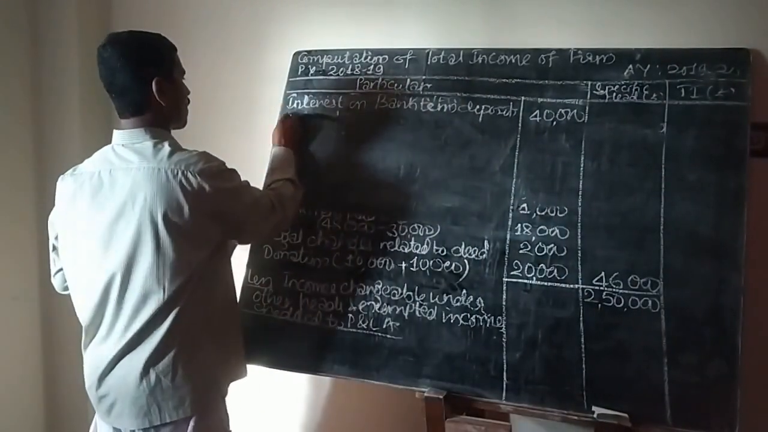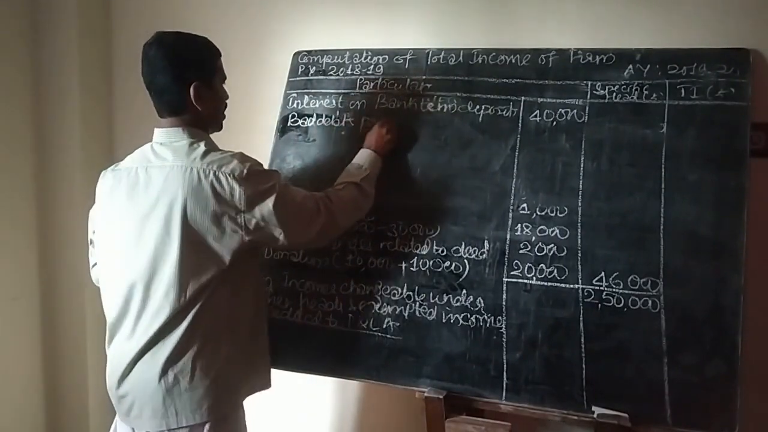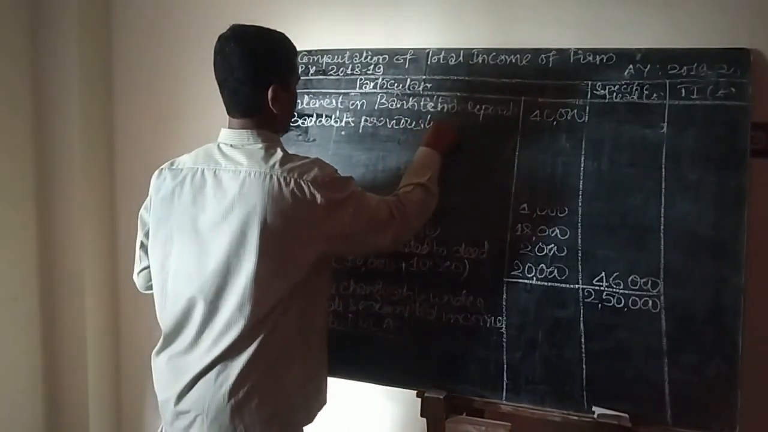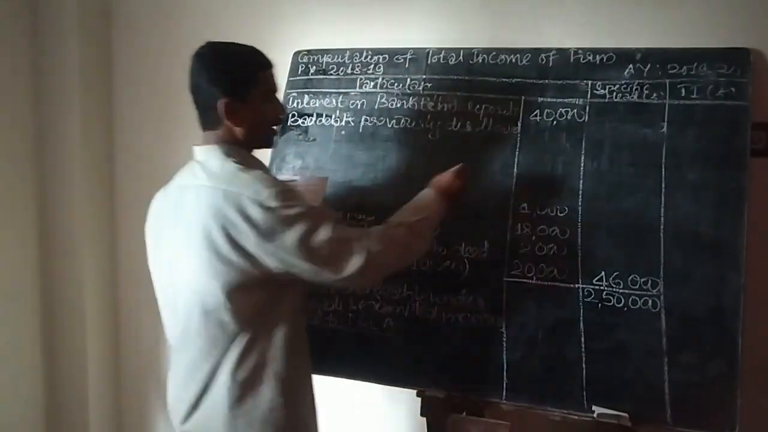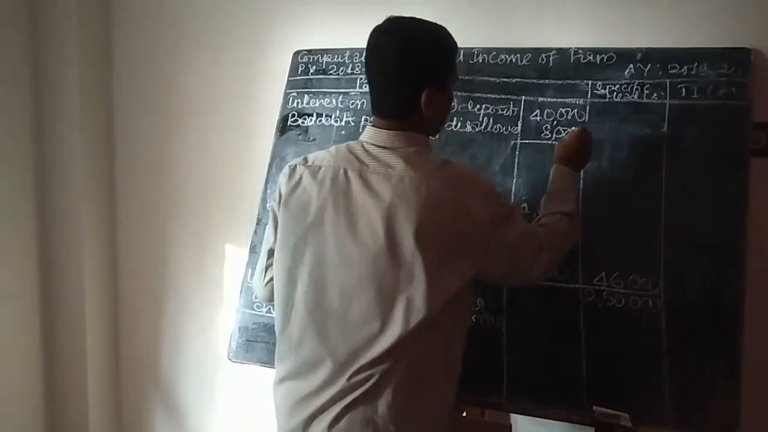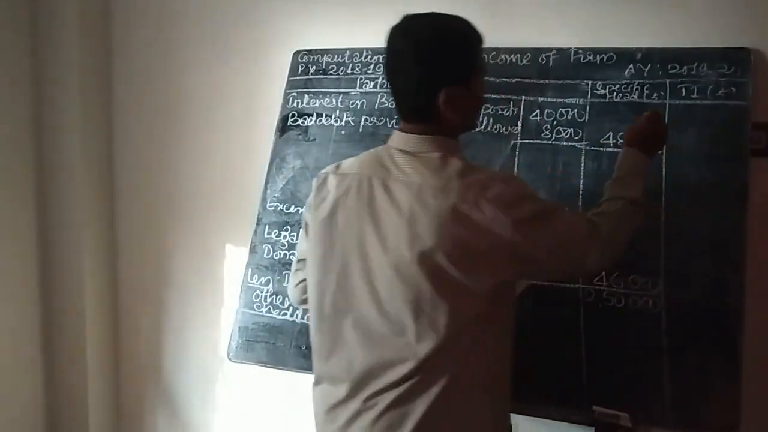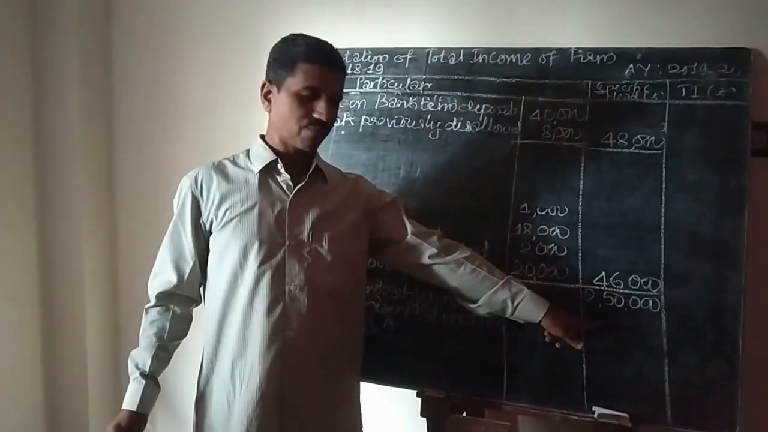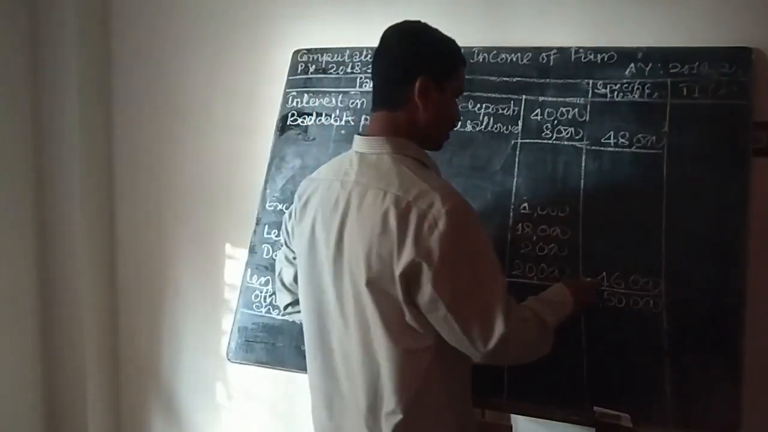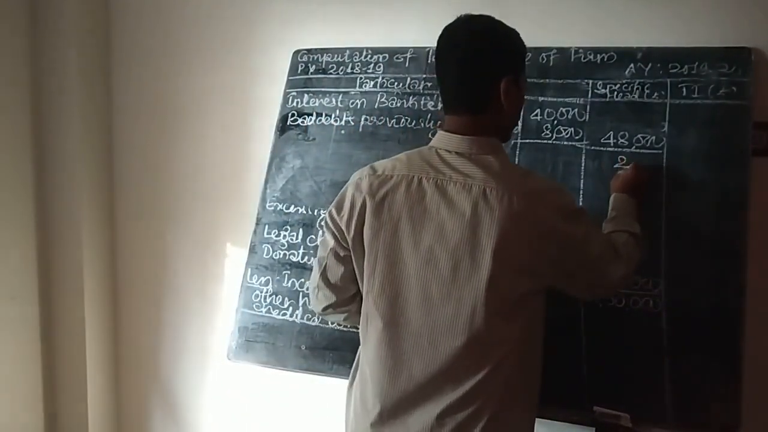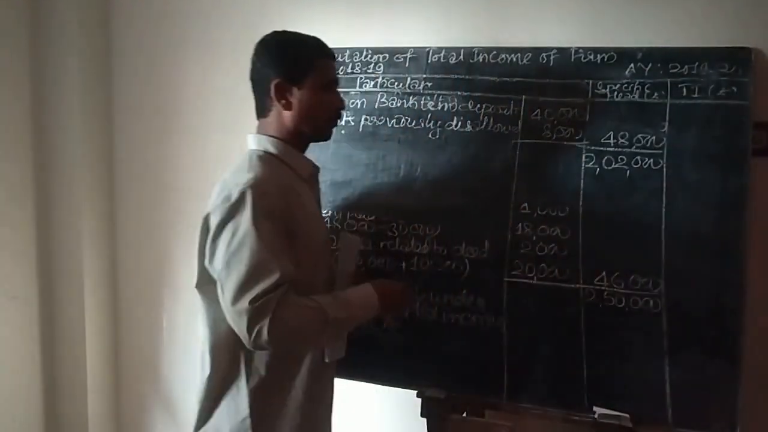Then bad debts previously disallowed, that is given as rupees 8,000. So the total is 48,000. So 2,50,000 minus 48,000 comes to 2,02,000 that we have got now.